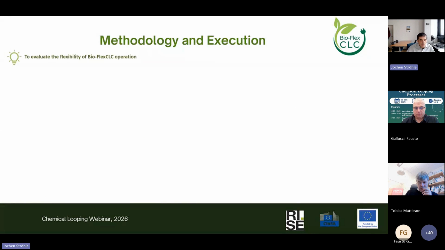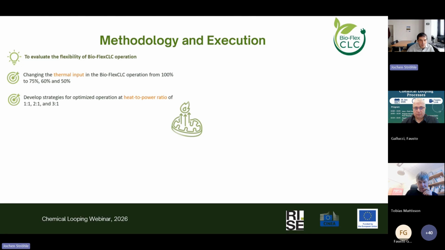Then we evaluate the flexibility by changing the thermal input into the system, and also develop strategies for optimized operation regarding the heat to power ratio. Various ratios will be investigated.